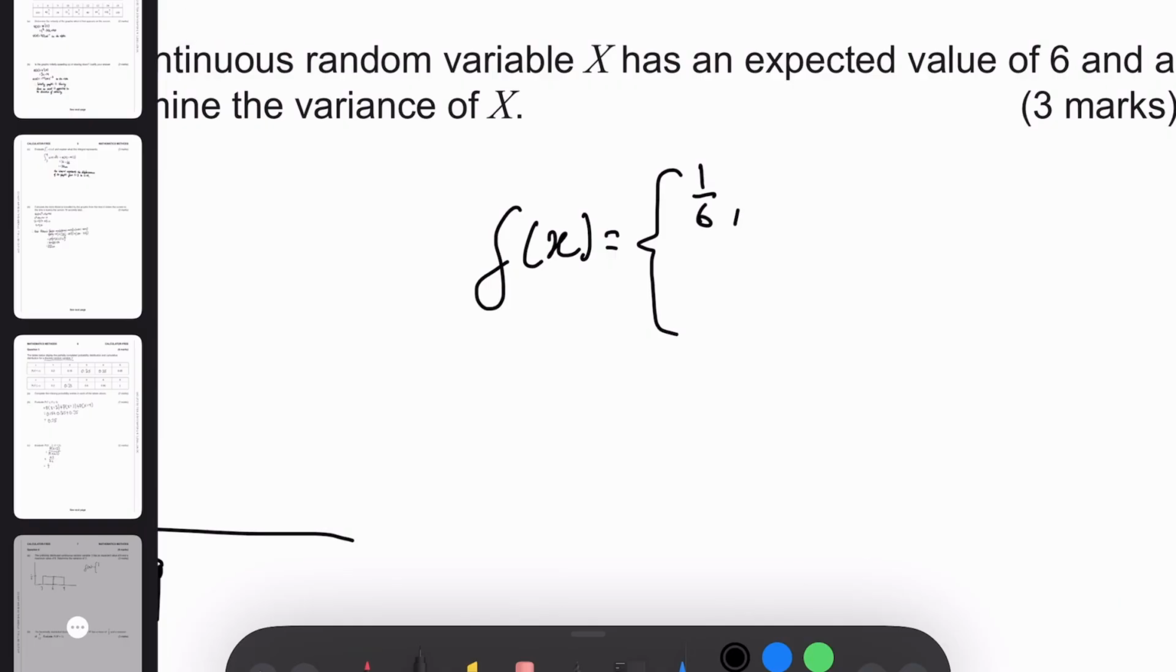Given that we are within the range, 3 is less than or equal to x, is less than or equal to 9, and 0 otherwise. The marking key also says otherwise.